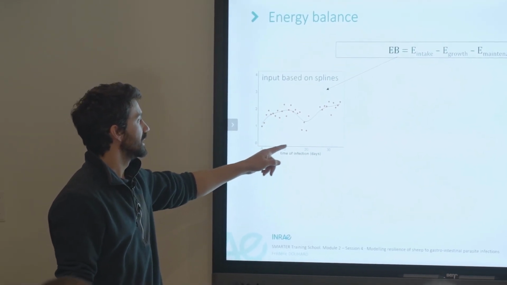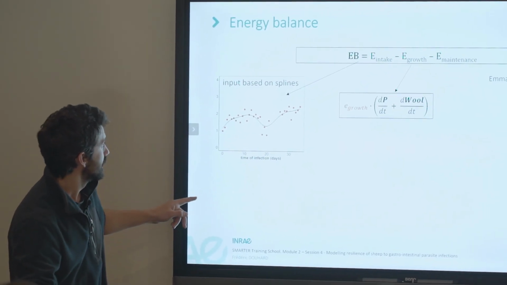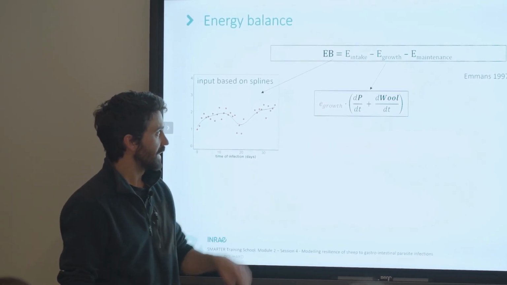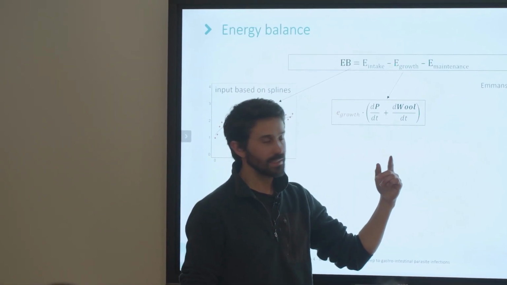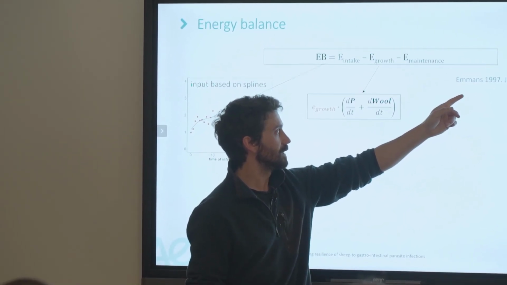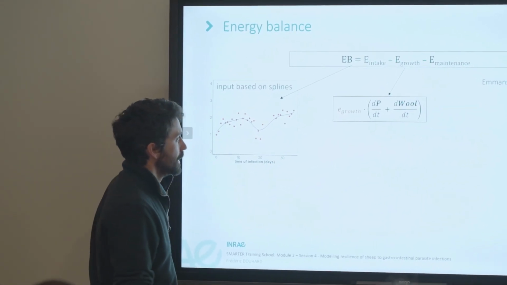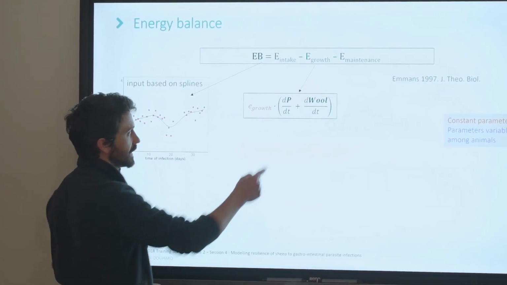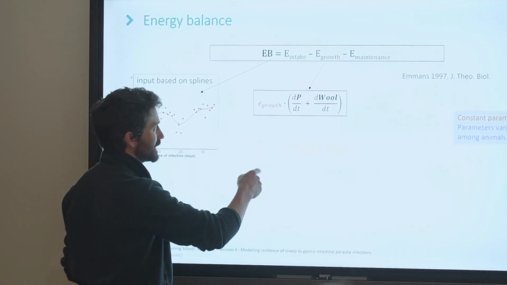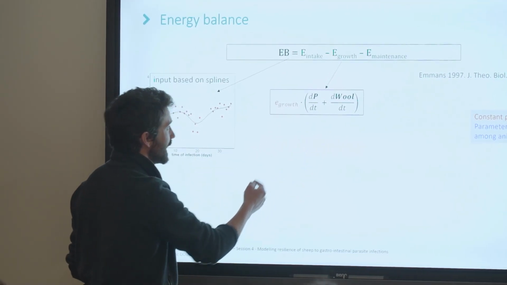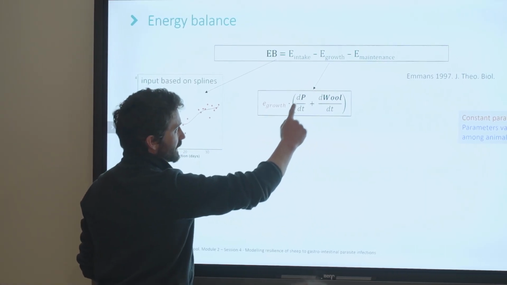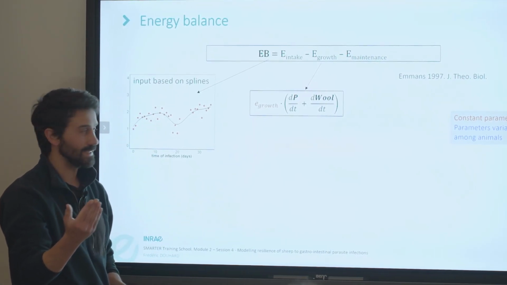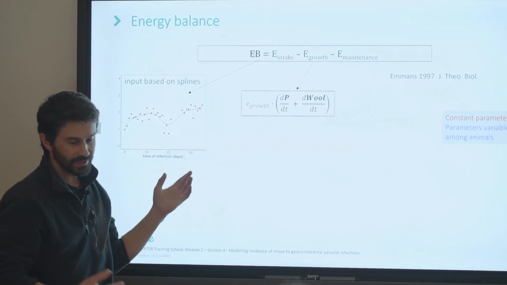So the energy intake is this, as I told you. The energy for growth will be based on a model that already exists, that was published in 1997 by Gary Emmons. Basically, the P is the protein mass, and the wool is the wool mass of the animal. So all of this is protein. And this is growth rate, if you take the sum of the two. And this is the energy cost of the growth rate. So here you have the quantity of energy per day.